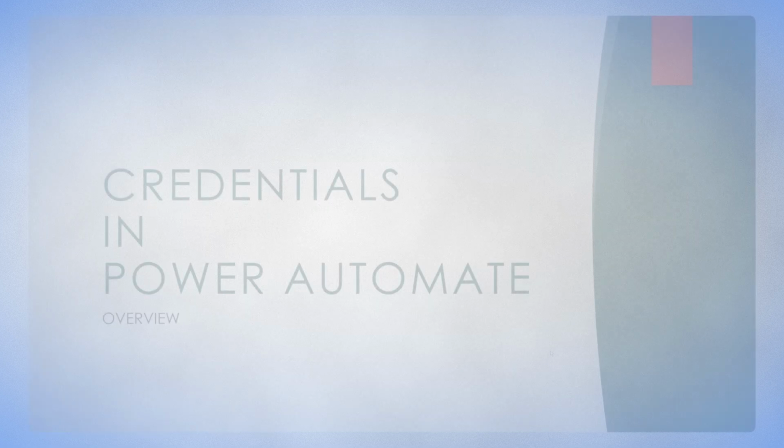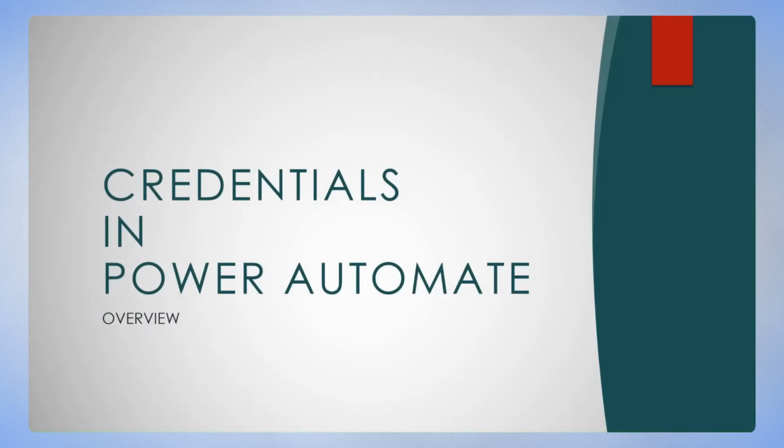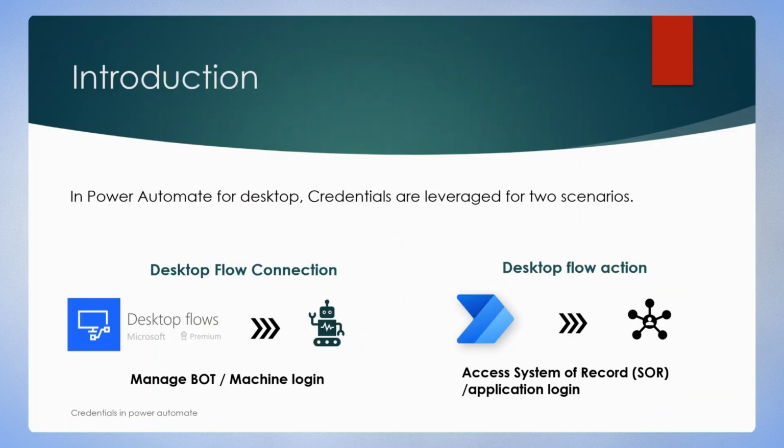Let's get started. Let's go into a quick overview of credentials in Power Automate as a refresher. In Power Automate for desktop, credentials are leveraged for two different scenarios. One is to manage the bots or machines through what we call the desktop flow connection. Imagine you have a cloud flow that you want to use to invoke a desktop flow. For that desktop flow connection, which needs to run on a machine, you now have credentials that can be used to manage that connection.